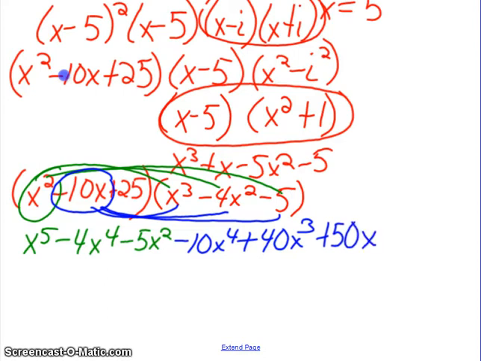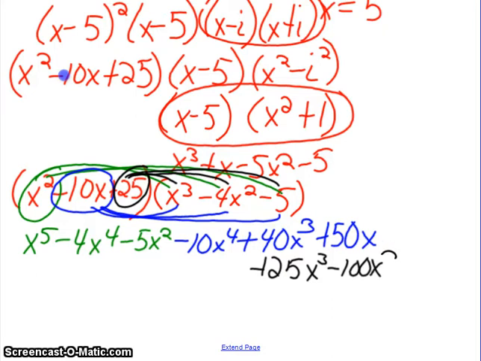All right, and then finally 25 has to get multiplied with each of those terms. 25 times x to the third is 25x to the third. 25 times negative 4x squared is negative 100x squared. 25 times negative 5 is negative 125. Combine like terms one more time.